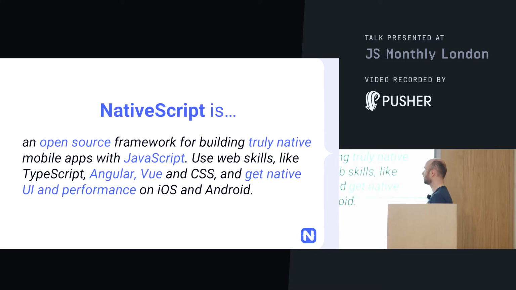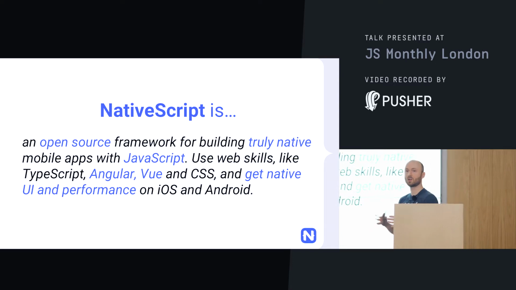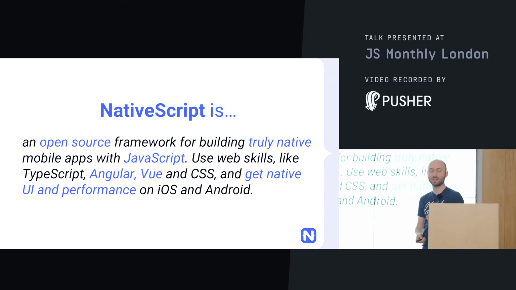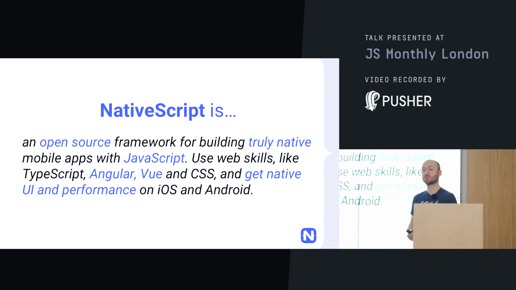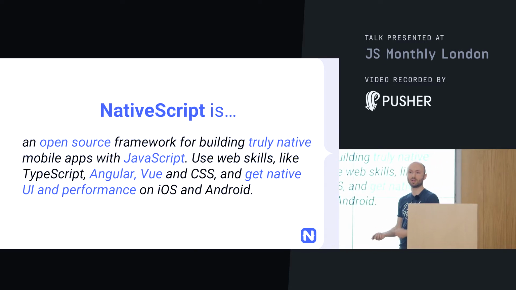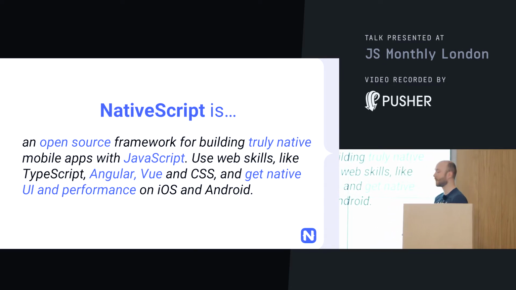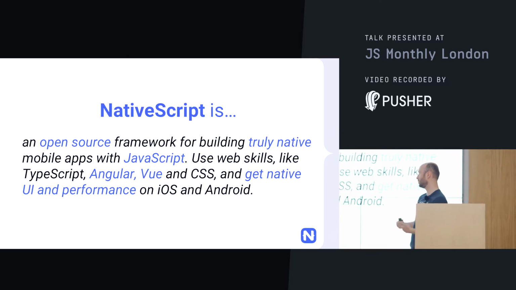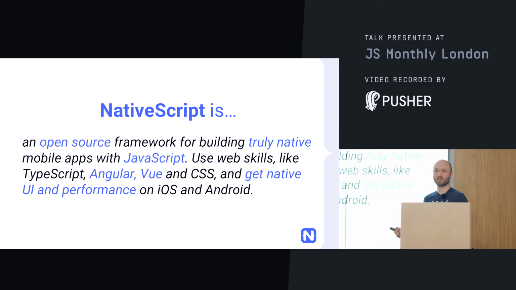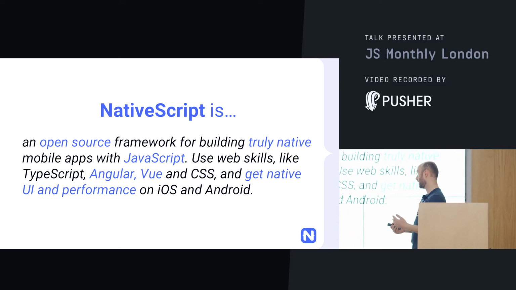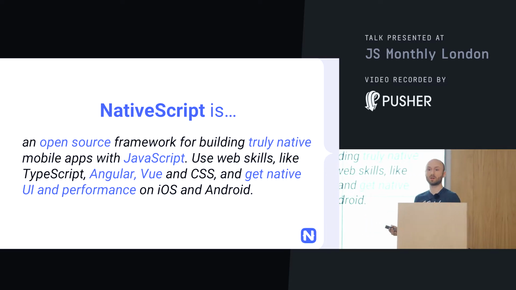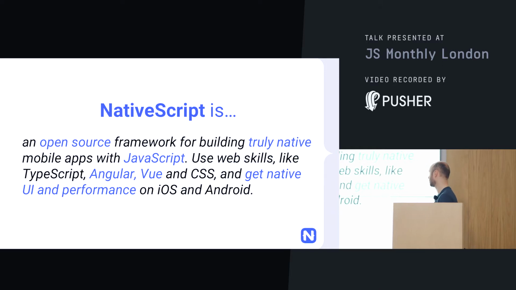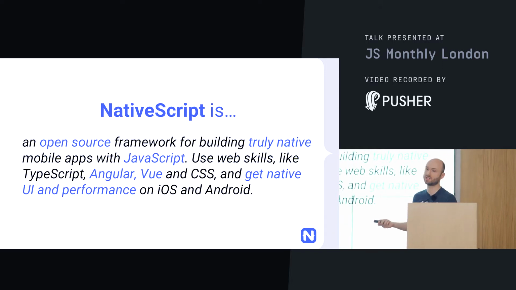I just want to start with the first thing, just for any of you that don't know what NativeScript is. It's basically an open source framework that allows you to build mobile applications using JavaScript. You can use Angular, you can use Vue, or you can use just plain JavaScript or TypeScript. And as a result, you get a mobile application with native UI. That's pretty much all you have to remember. And yeah, it works for iOS and Android.